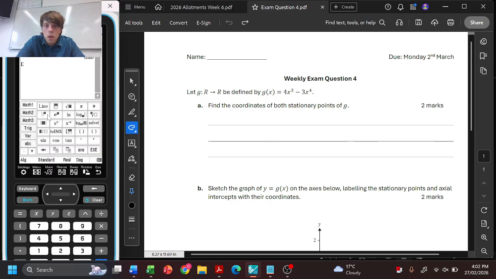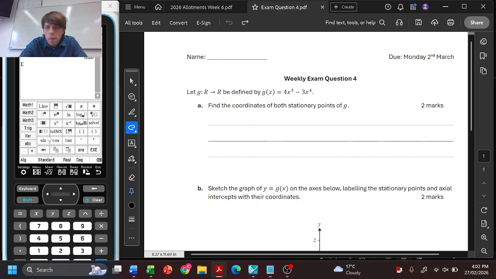Awesome. The question asks, what are the coordinates of the stationary points? Stationary points are things that look like this, or this. Those are called maxima, minima, or stationary points of inflection. They're the 3 types that we'll be looking at this year. This is essentially when the gradient of the curve is equal to 0. So if you remember stuff about the derivative, you can calculate the derivative, find when the gradient is equal to 0, and then work out what's the value of y for those values of x.